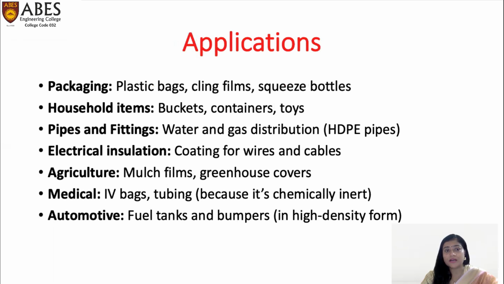The applications are they are used in packaging, that is plastic bags, cling films, and squeeze bottles. They are used in household items like buckets, containers, toys, pipes and fittings, water and gas distribution. Normally we use high density polythene here. Electrical insulation for the coating of wires and cables. In agriculture, for mulch films, greenhouse covers. In medicine, that is bags, tubing, and automotive fuel tanks and bumpers in high density form. That means they are used in the form of high density polythene.